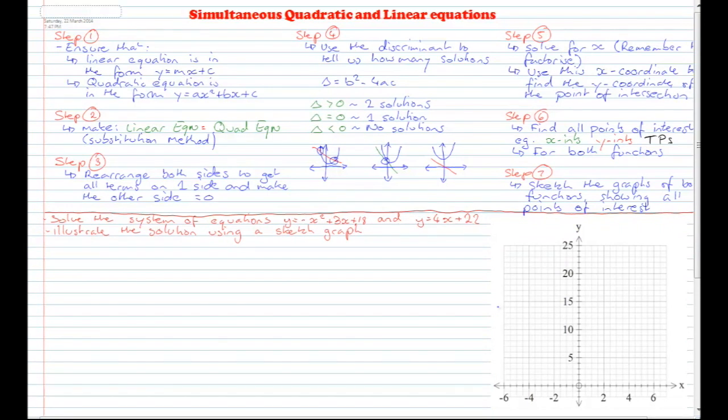So it's now time to press pause once again and attempt the following questions. That is, solve the system of equations y equals negative x squared plus 3x plus 18 and y equals 4x plus 22, and then illustrate the solution using a sketch graph. Now, like always, remember to press play when you're done so you can check your solutions against mine.